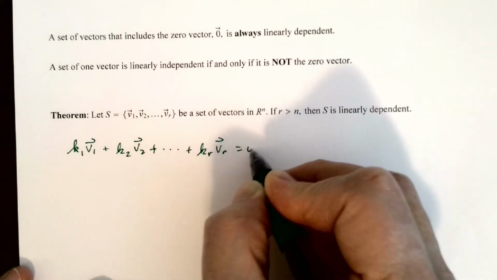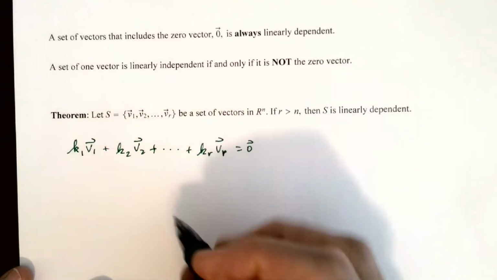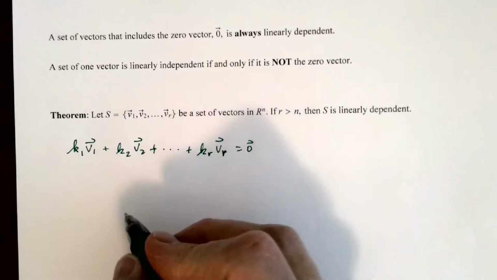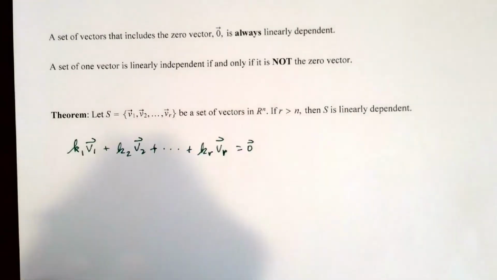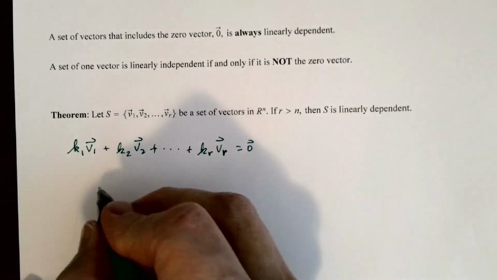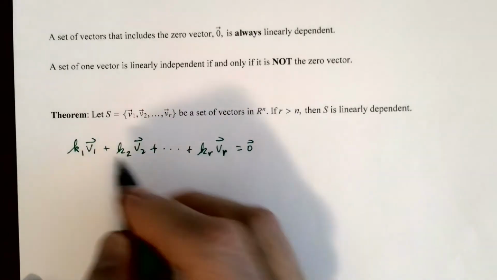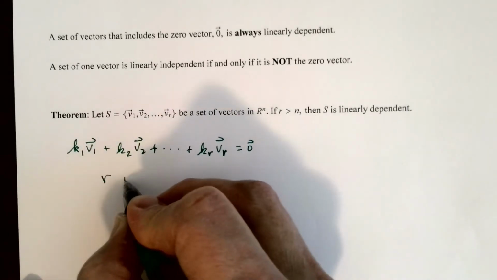And I set it equal to the 0 vector. And this is going to give me a system of linear equations, right? How many unknowns am I going to have in that system? Well, the unknowns are these coefficients, k1, k2 to kr. There's r unknowns.